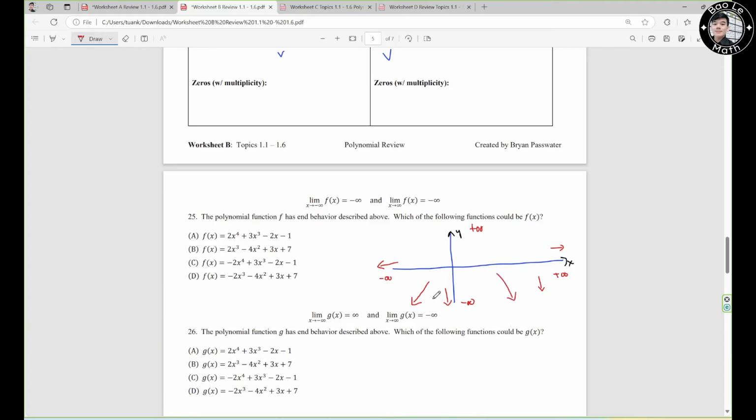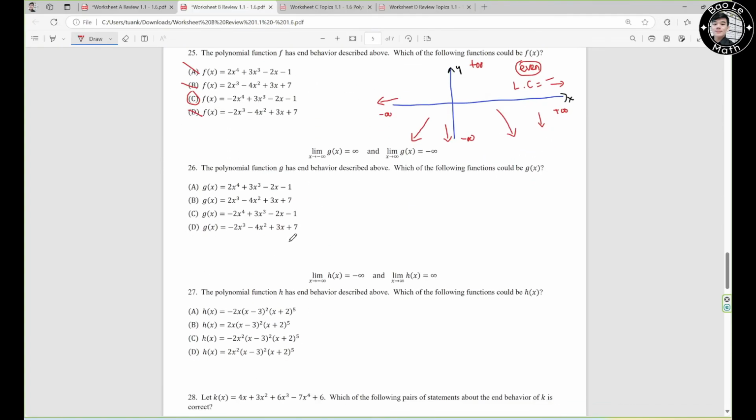So this guy and this guy have the same end behavior, right? So which means we know that this is even degree, right? And then we see that they both point down, which means the leading coefficient is negative, right? Negative. So we look at this one, even power, so we need to cross out B and D, and the leading coefficient is negative, so we're going to pick C. The answer A is wrong, right?